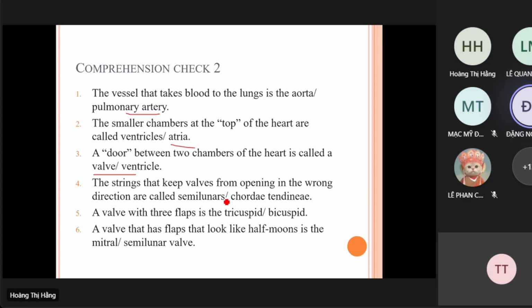Number 5 is tricuspid. Dry. 3 means dry, right? Yeah, 3, we have dry tricuspid valve. Number 6 is semilunar valve. Semilunar valve, excellent. Half moon. All right, now let's move to the next part.